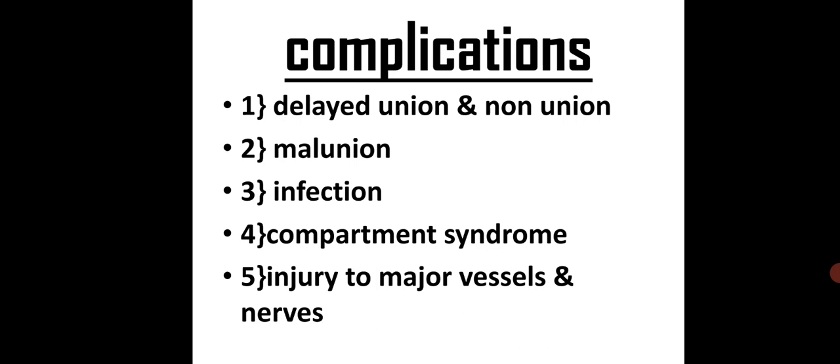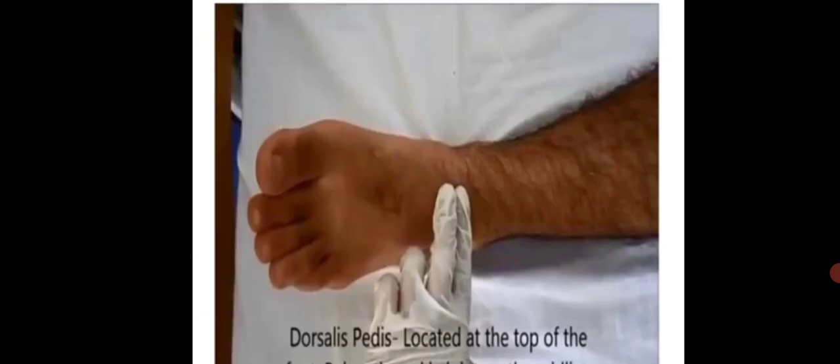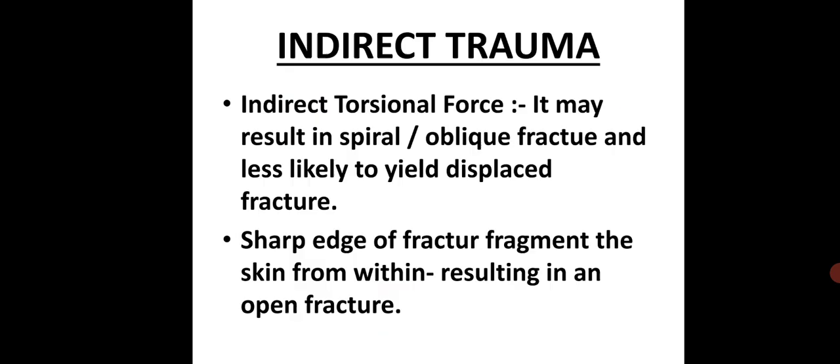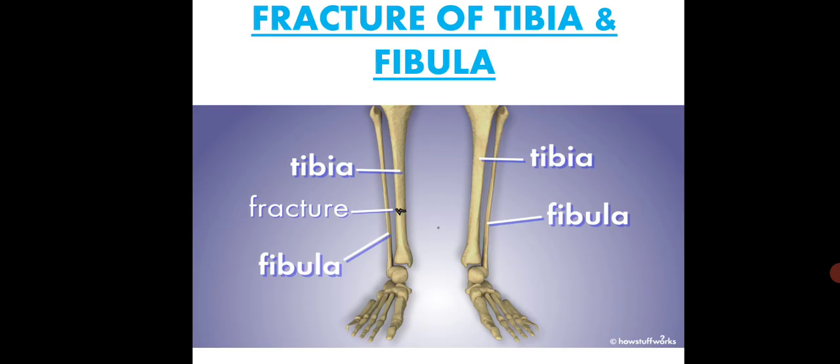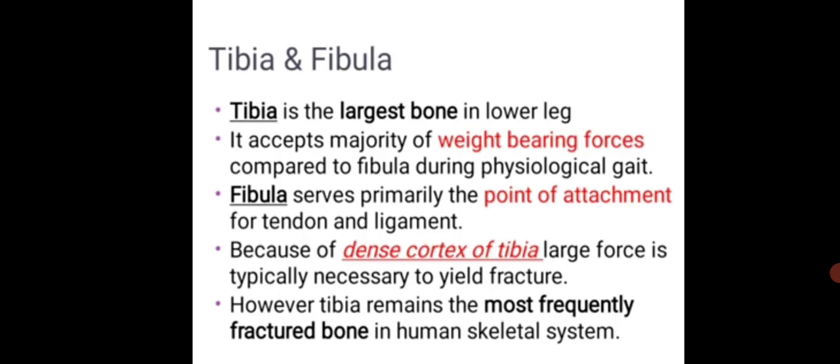I will summarize quickly. Whenever there is a fracture of the tibia and fibula, the tibia is the weight bearing bone compared to the fibula during a physiological gait. The fibula serves as a point of attachment for tendons and ligaments. Because of the dense cortex of the tibia, a large force is necessary to cause a fracture.